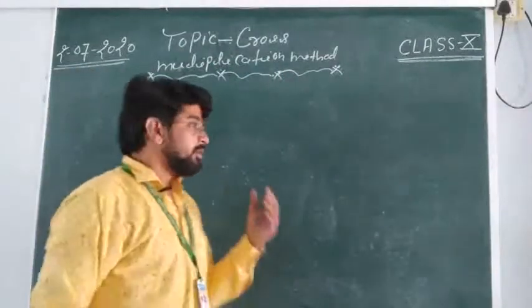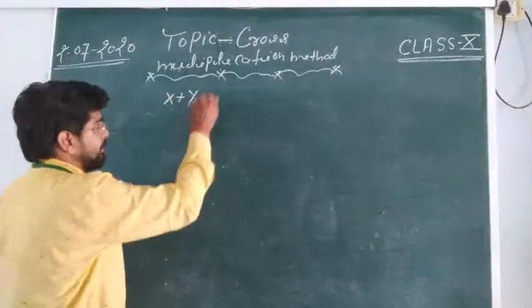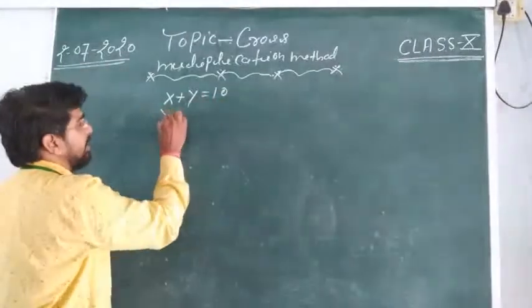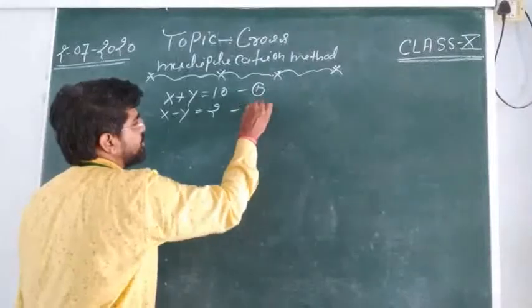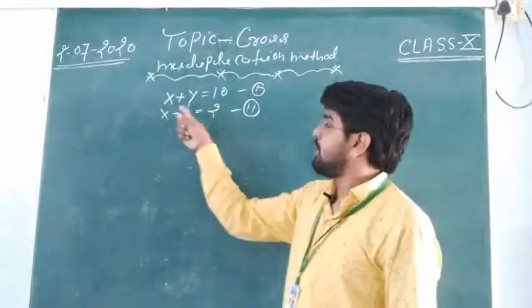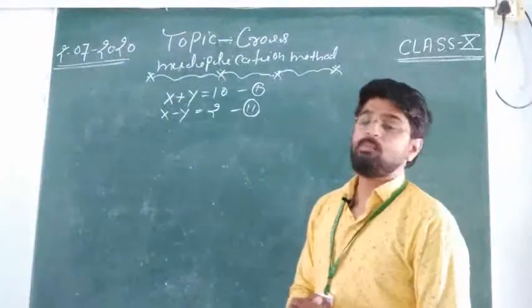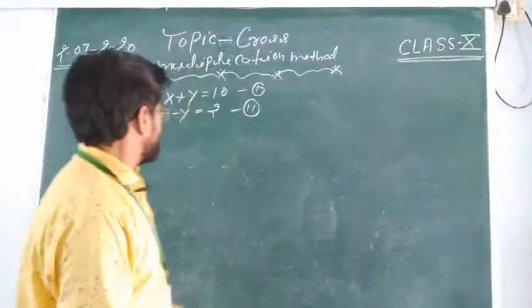So see, suppose that we have the equations x plus y is equal to 10 and x minus y is equal to 2. Suppose that we have two different equations, then how can we find the values of x and y with the help of the cross multiplication method? We will learn today.